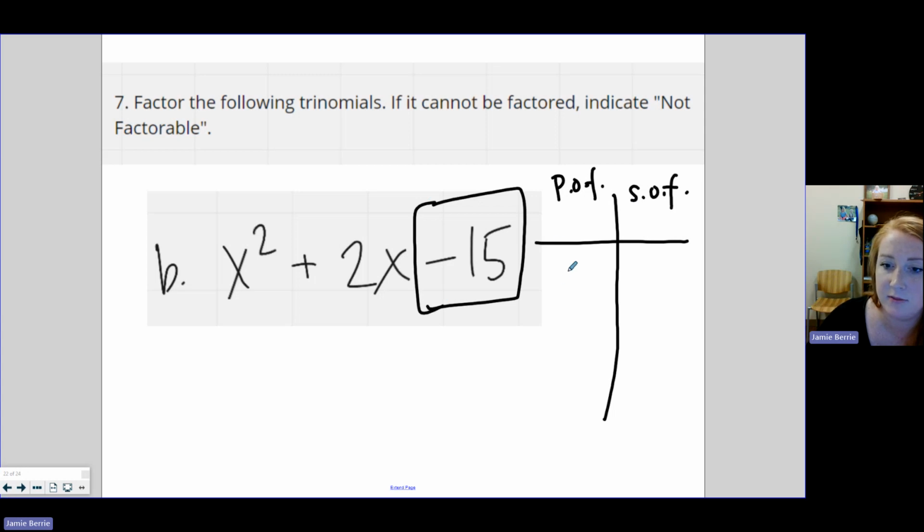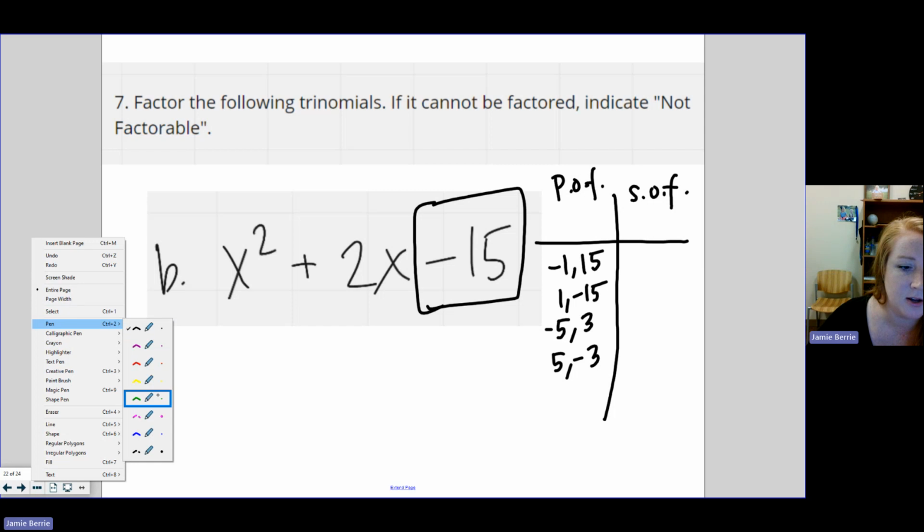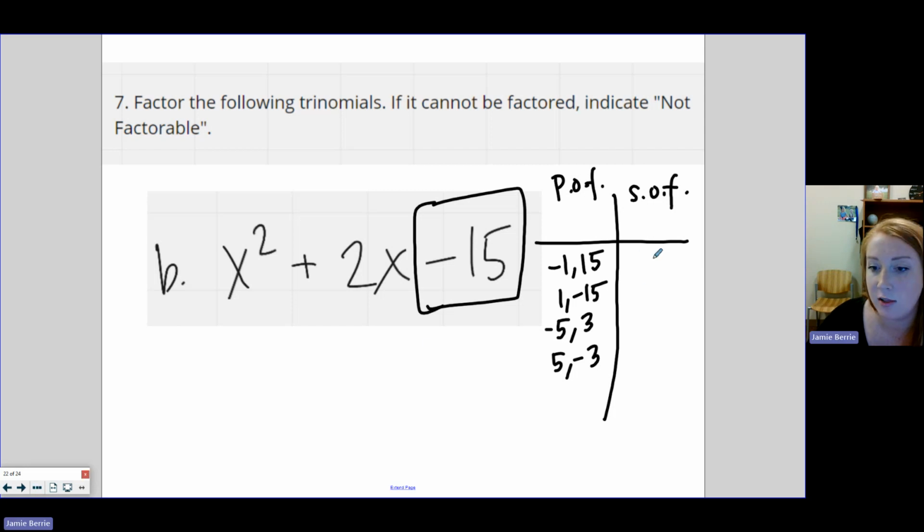All right, so -15. So you could do -1 and 15, +1 and -15. You could do -5 and 3, or +5 and -3. There's nothing else that multiplies to give you -15, so we can move on to the sums of factors column.